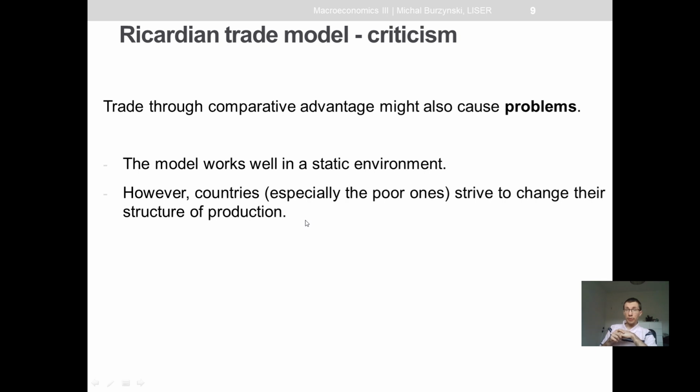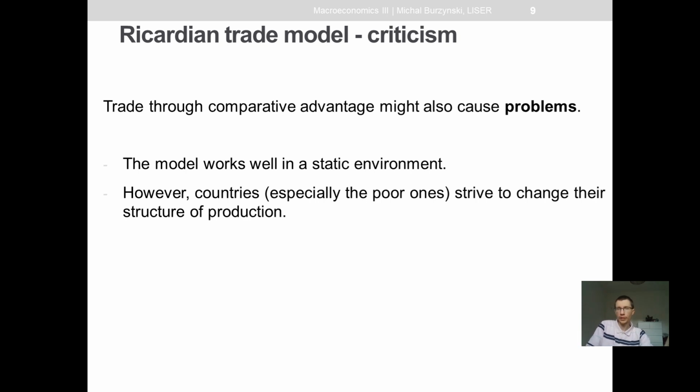Secondly, countries, especially the poor ones, strive to change their structure of production. So let's once again think about the consequences of the comparative advantage trade model. What are the predictions of this model? So if you are a high-tech economy, a country with very advanced technology in terms of producing advanced goods, like the US, Japan, or Germany, you should specialize in producing those particular goods. What about the poor countries? Well, the poor countries have to specialize in producing those goods in which they have comparative advantage.